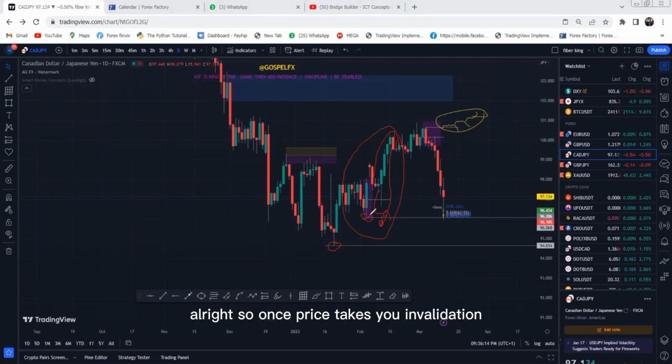All right, so once price takes your invalidation, you have to sit on your hands, sit on the sidelines, and watch the reaction of price, watch what price is doing. Is it just manipulating or whatsoever? With that, you have a clear mind. You don't have to rush it. You have to sit still, and then you see what price is doing.